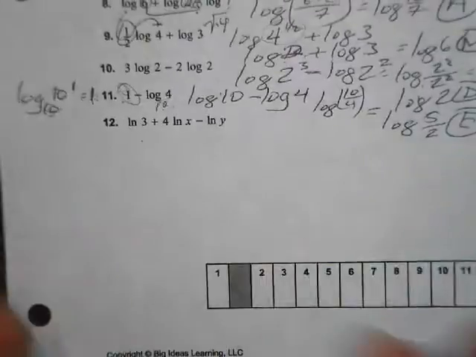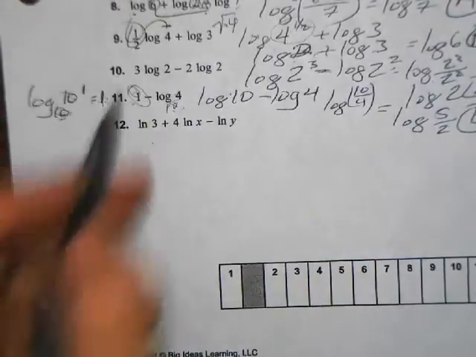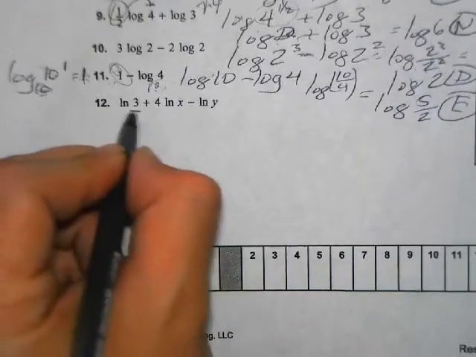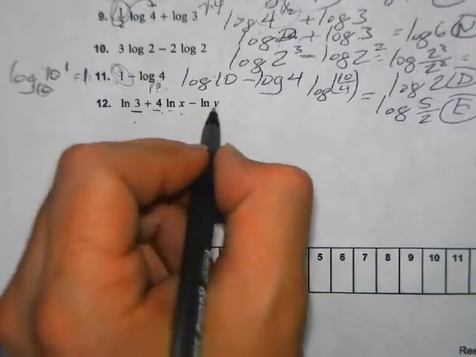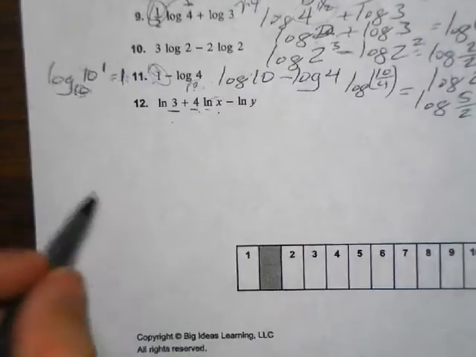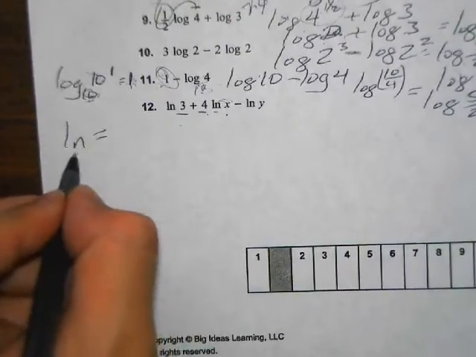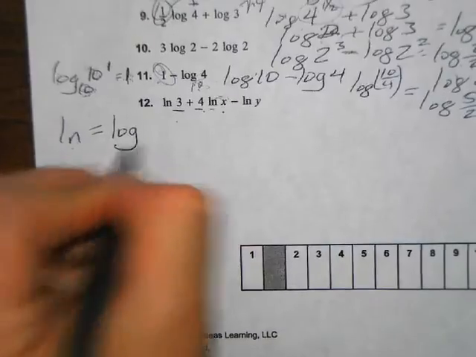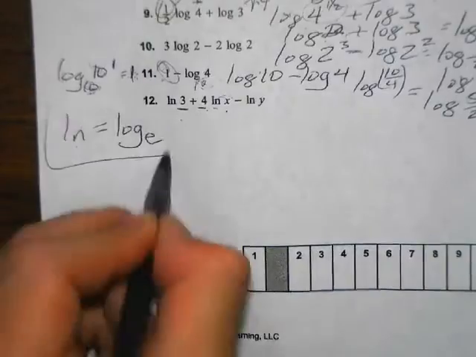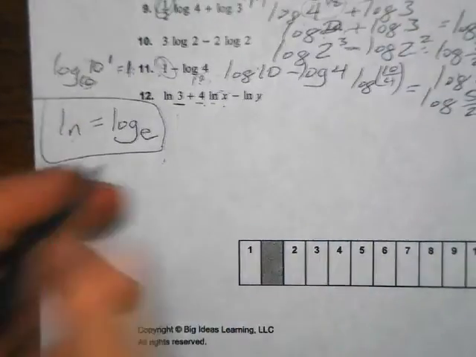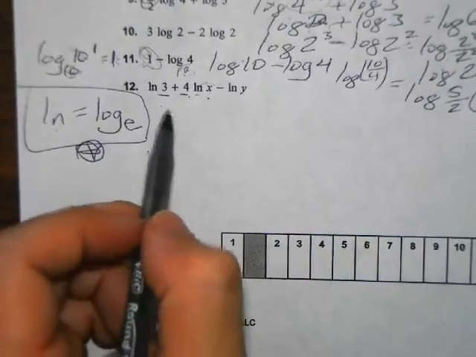Very last one for us here. Oh, we finally have some natural logs, which is exciting. We have the natural log of 3 plus 4 times the natural log of x minus the natural log of y. If we're still confused about natural log, ln, that's a shorthand. This is an abbreviated way of saying log in base e. These mean the exact same thing, and so you're definitely going to have this in the memory banks when you come back to class. Let's go ahead and simplify though.